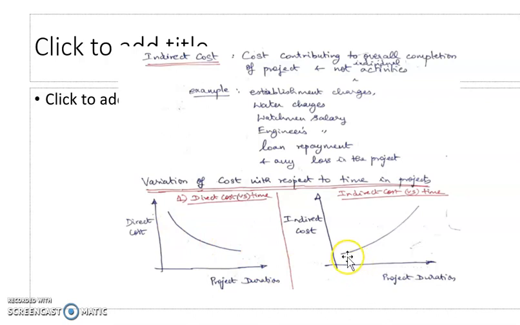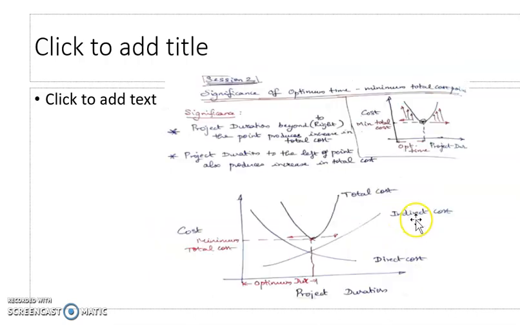Now, what about indirect cost? Indirect costs always have a directly proportional trend with respect to time, and it is going to be always increasing as the project duration increases. And it is normally expressed as a fixed amount of money per day.